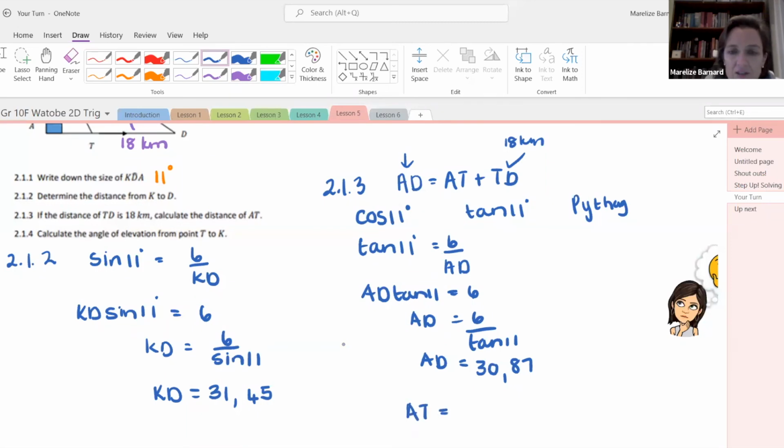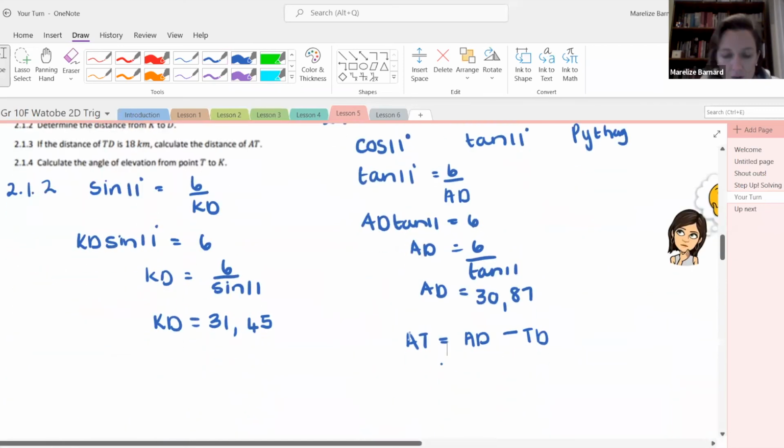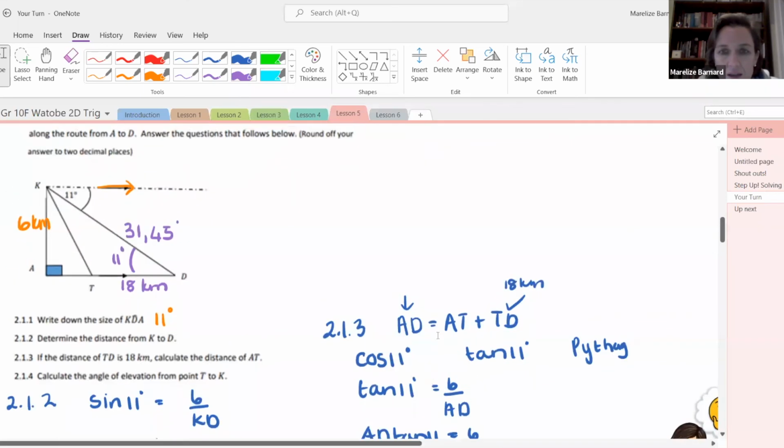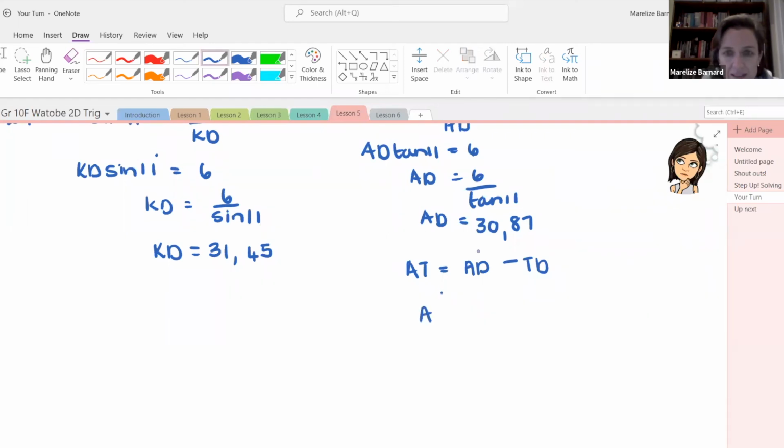And now we can calculate AT, because AT is just going to be AD minus TD. And that is 30.87 minus, what did we say TD was? 18. Minus 18. So final answer for AT is equal to 30.87 minus 18, and that's 12.87.